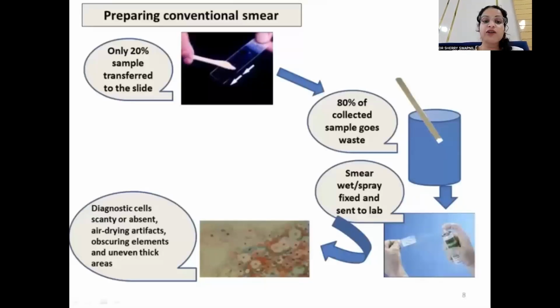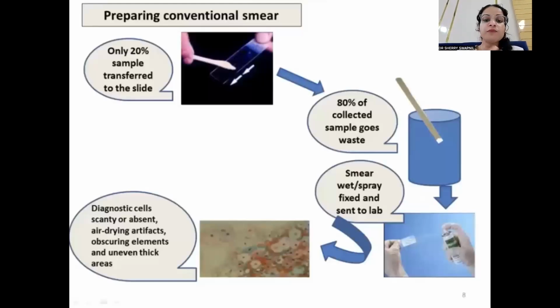So especially while you are preparing a conventional smear, it should be fixed immediately with a fixative, which could be ethyl alcohol, or in some cases we can also use methanol. And then after the fixation, it should be sent to the lab.